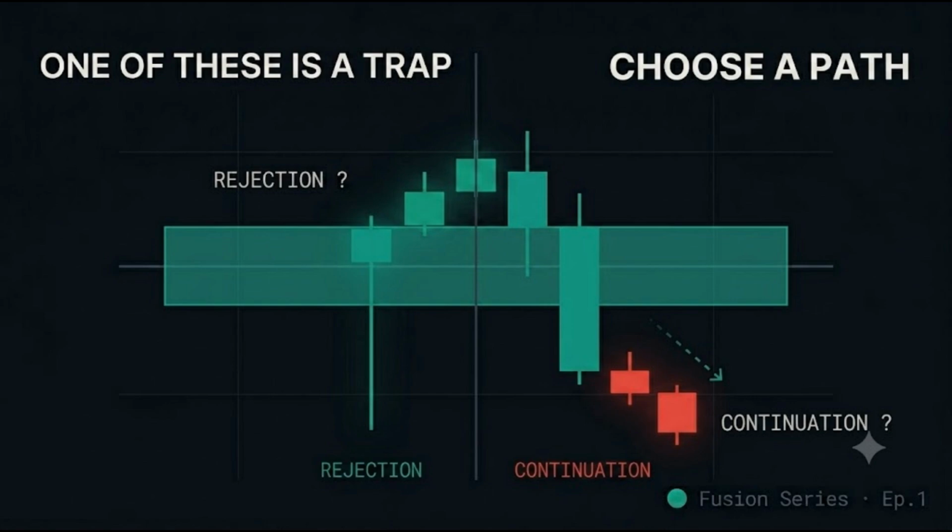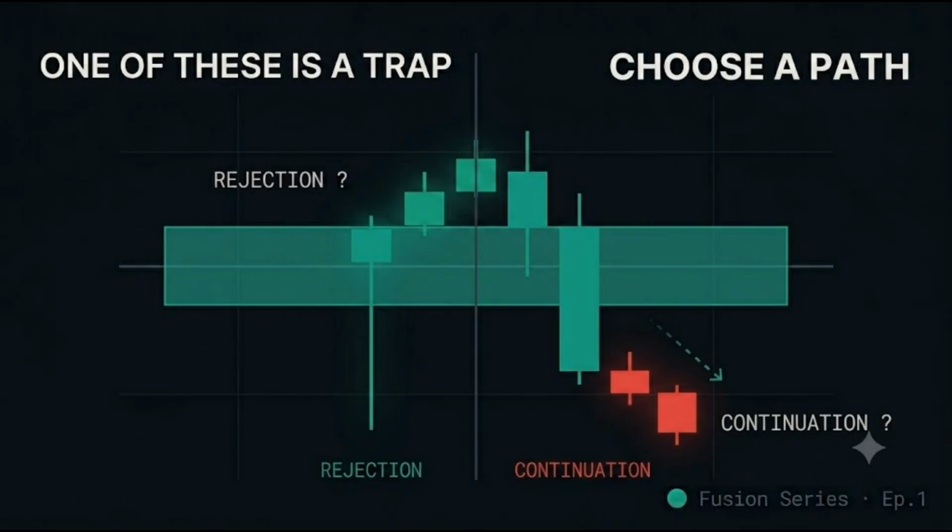Price finally arrives at your zone. A candle forms inside it. This is the moment everyone's been waiting for. But right here, there are two completely different outcomes, and they look almost identical at first glance. Either this is a genuine rejection, and your setup is alive, or price is about to sweep straight through, and that zone just became part of the trap.